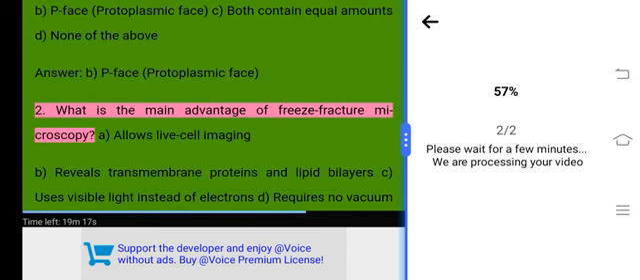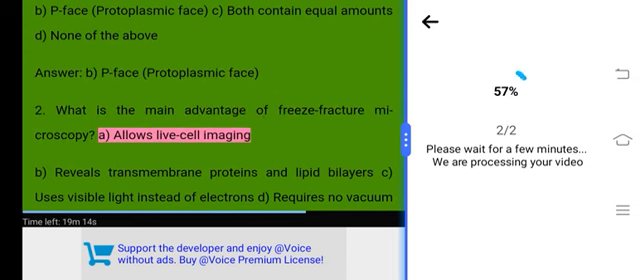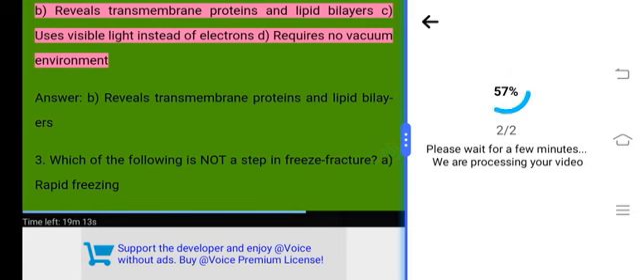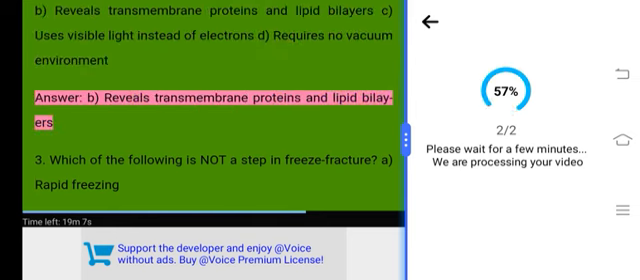2. What is the main advantage of freeze fracture microscopy? A. Allows live cell imaging. B. Reveals transmembrane proteins and lipid bilayers. C. Uses visible light instead of electrons. D. Requires no vacuum environment. Answer: B. Reveals transmembrane proteins and lipid bilayers.